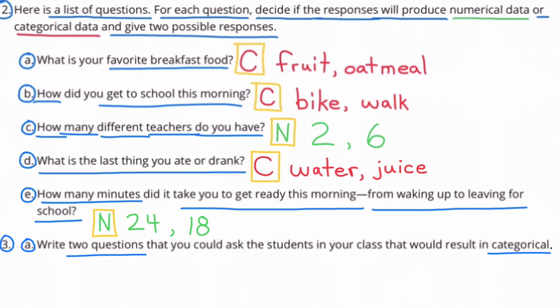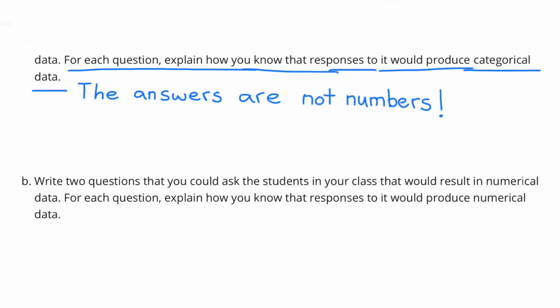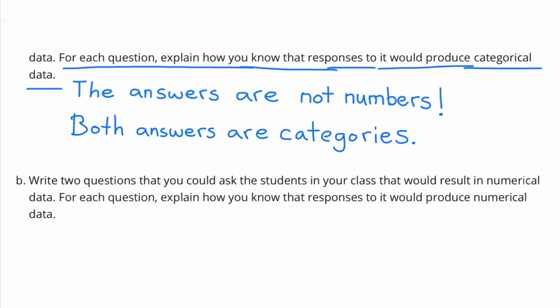Number 3. A. Write 2 questions that you could ask the students in your class that would result in categorical data. The 2 questions that I chose are, what's your favorite song, and who is your best friend? For each question, explain how you know that responses to it would produce categorical data. The answers are not numbers. Both answers are categories.